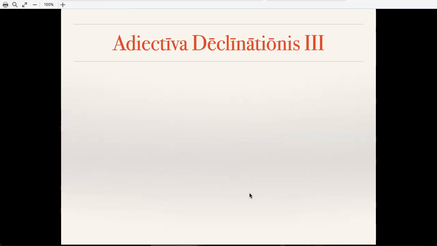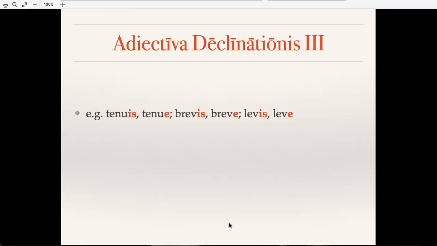With adjectiva declinationis tertiae, or third declension adjectives, instead of shifting between different forms of the first and second declension to match our nouns and gender, we'll use the third declension. And we'll be able to recognize these because they look different. Exempli gratia, tenuis, tenue, thin. Brevis, breve, short. Levis, leve, light, as opposed to heavy. Notice the pattern here. The first form will have -is, and the second form will have -e.